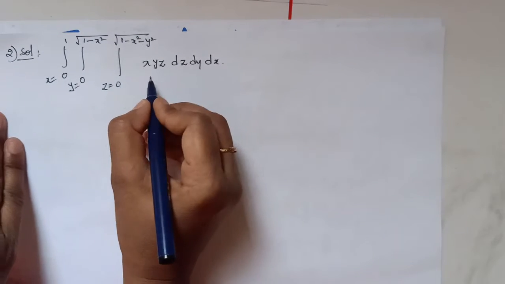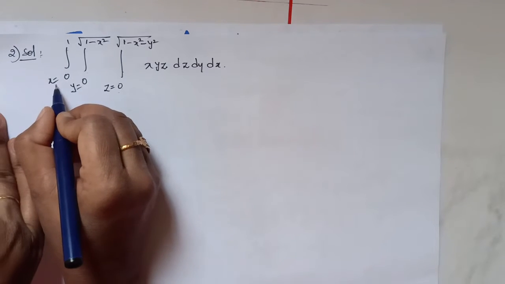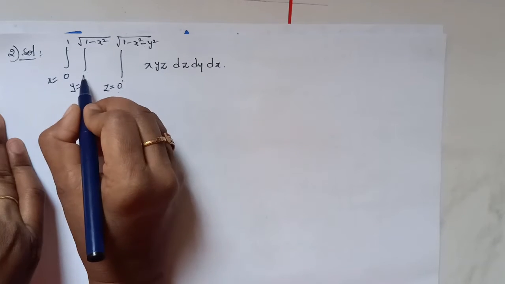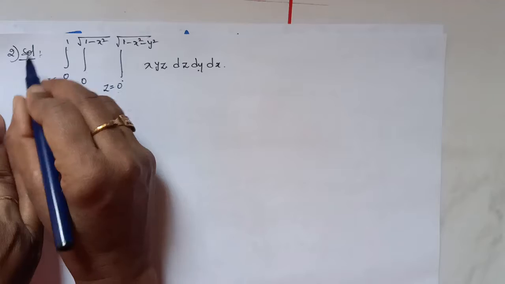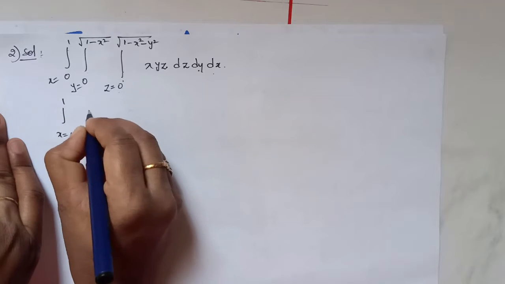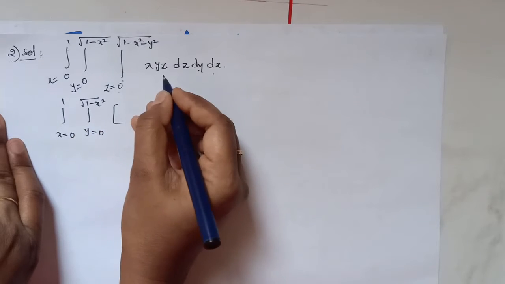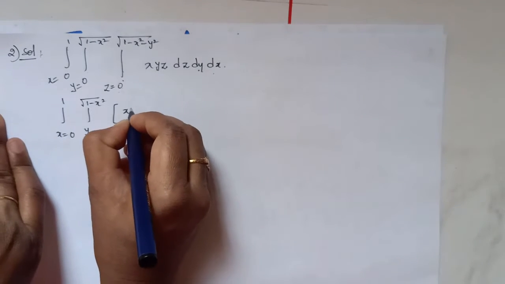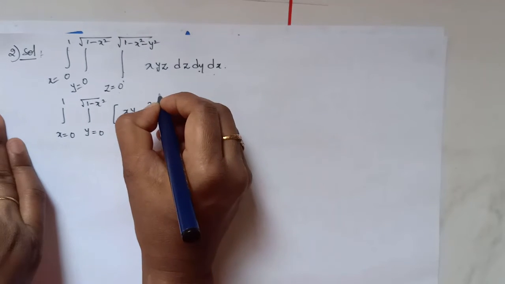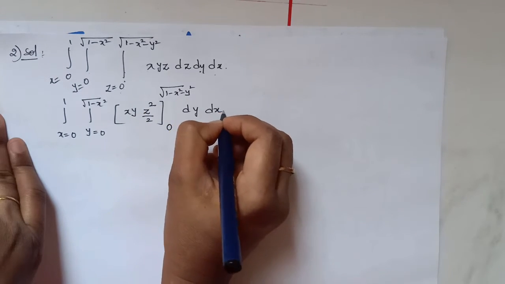Now, integrate. So, first you have variable limits for z and y, constant limits for x. So, you should follow this order. First integrate with respect to z, next integrate with respect to y, later you integrate with respect to x. Okay, x is equal to 0 to 1, integral y is equal to 0 to under root 1 minus x square. Now integrate with respect to z. So, xy is a constant, z integration is z square by 2. So, limits are from 0 to under root 1 minus x square minus y square, dy dx.